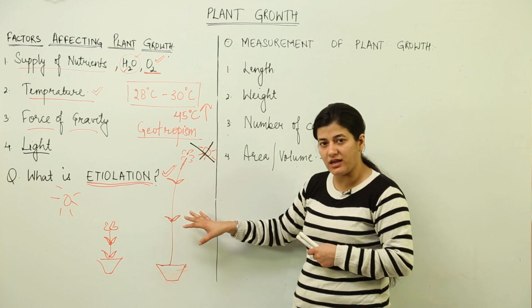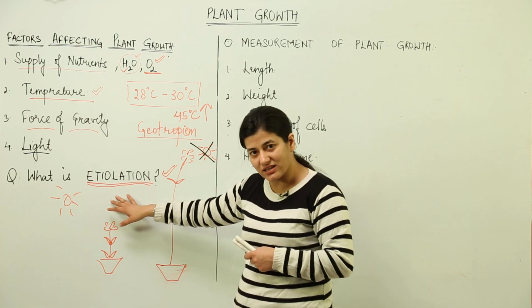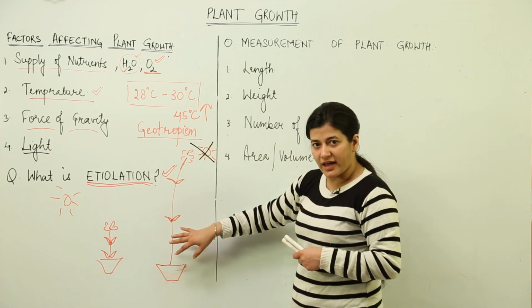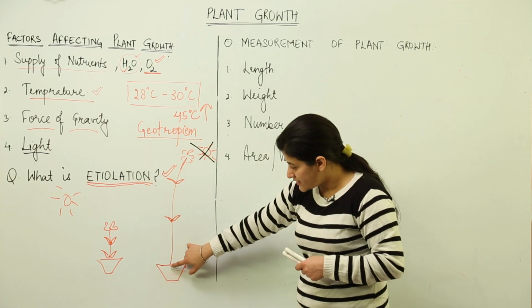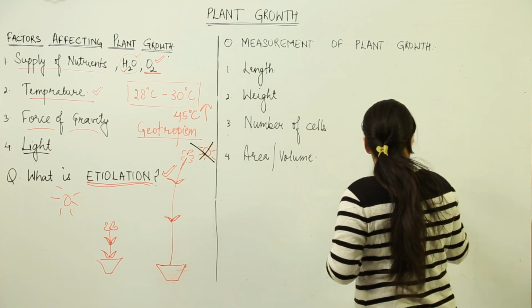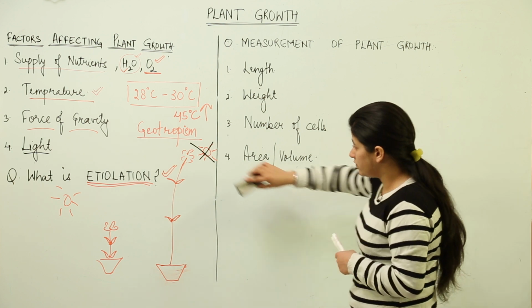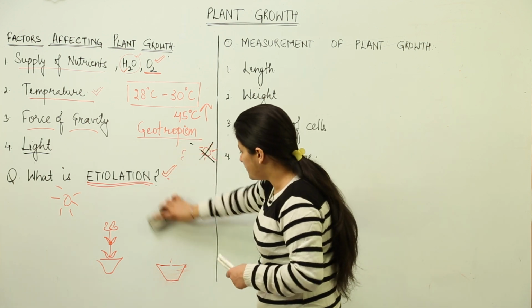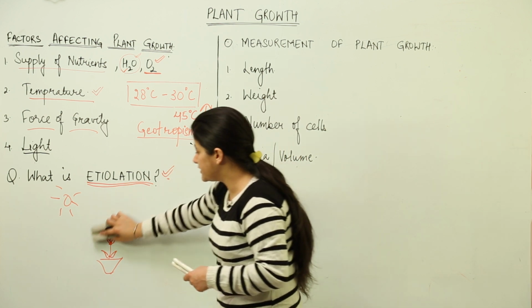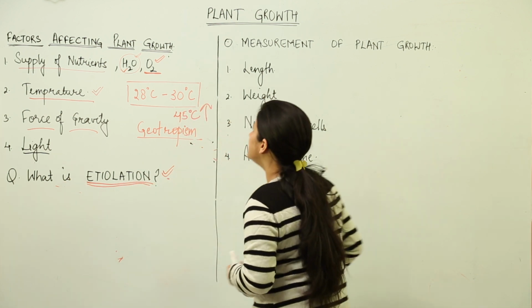That is why light is very important. So etiolation is that condition in plants which occurs in the absence of light, resulting in the excessive elongation of the internodes, and the leaves are also not very much normal in their size. So the plant shows an abnormal growth, and hence light is an important factor behind plant growth.